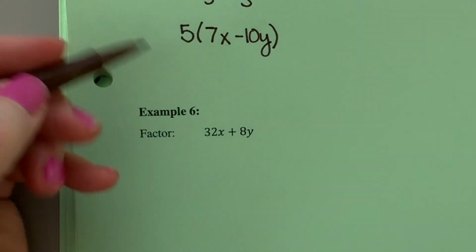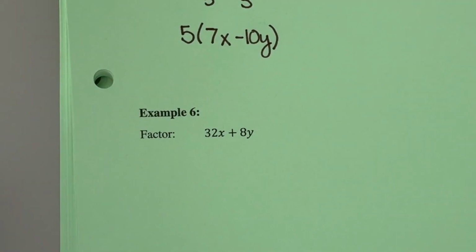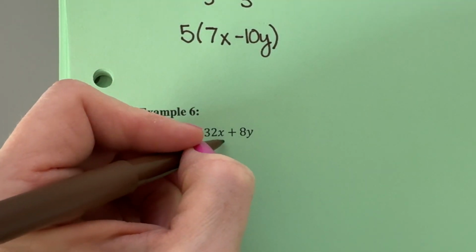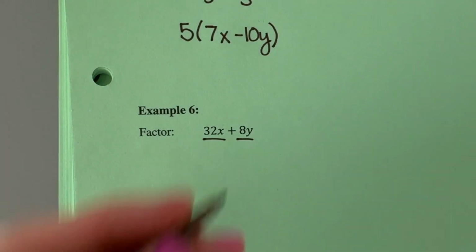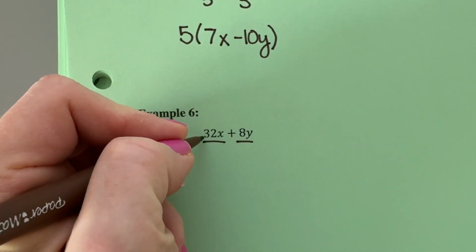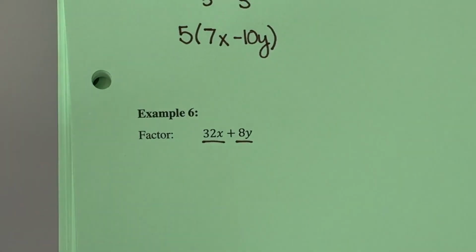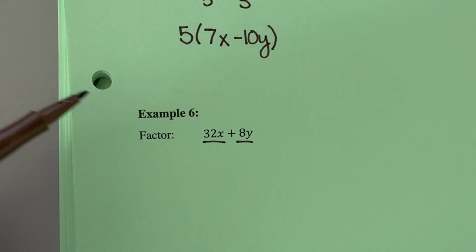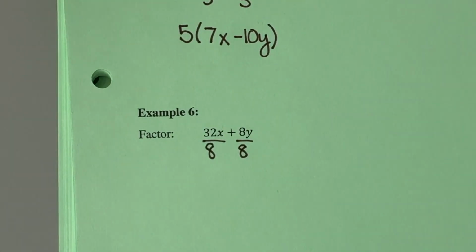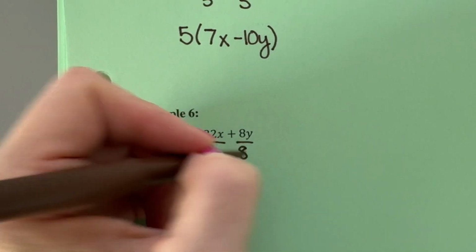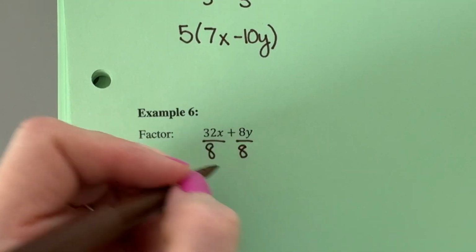And the last one, 32x plus 8y. What is the largest number I can divide them both by? Let's see. They can both be divided by 2. They can both be divided by 4. Oh, wait, I think they can both be divided by 8, because 8 divided by 8 is still 1. So the biggest would be 8.